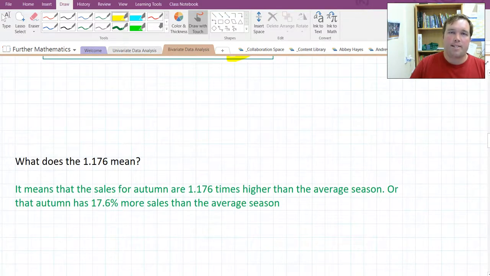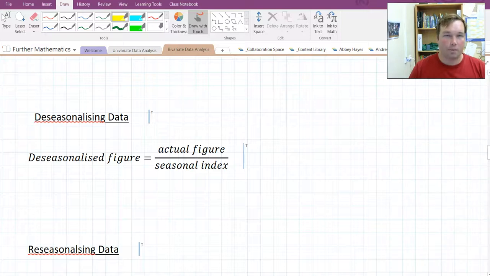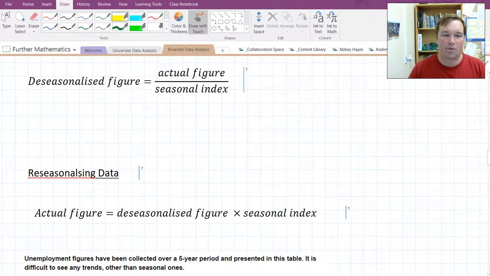Now seasonal indices are interesting, but their most powerful use is to de-seasonalize data. So just copy these down for now. A de-seasonalized figure is the actual figure divided by the seasonal index. Re-seasonalizing data is, well, you can get the actual figure by taking the de-seasonalized figure and multiplying it by the seasonal index. These two equations are clearly actually the same equation. They've just been rearranged to help.